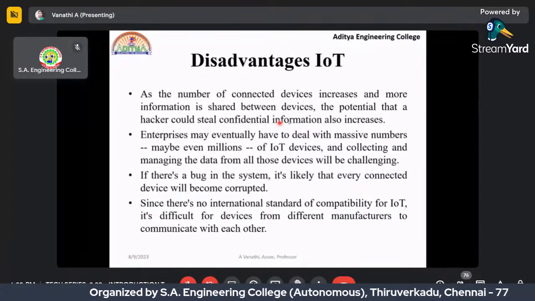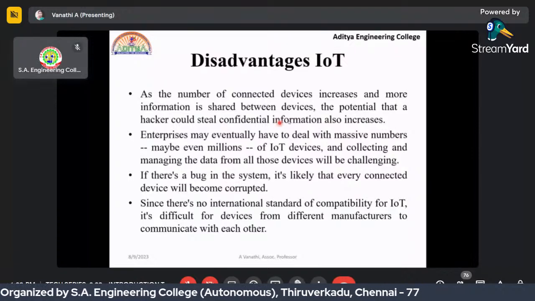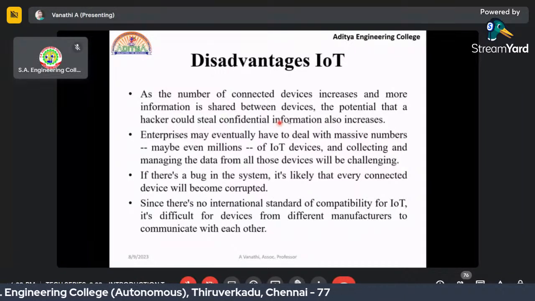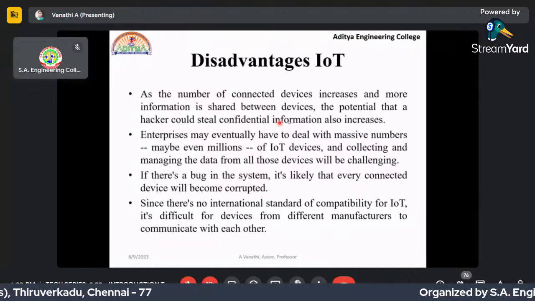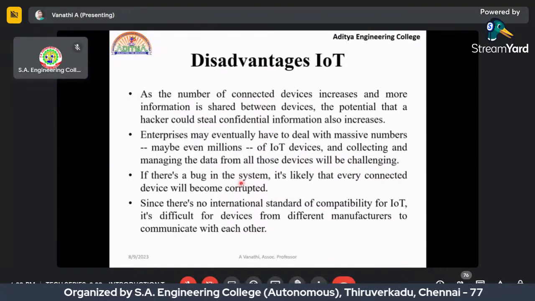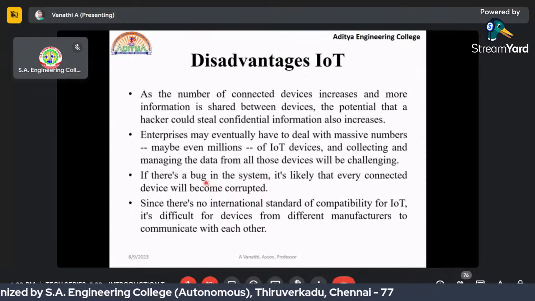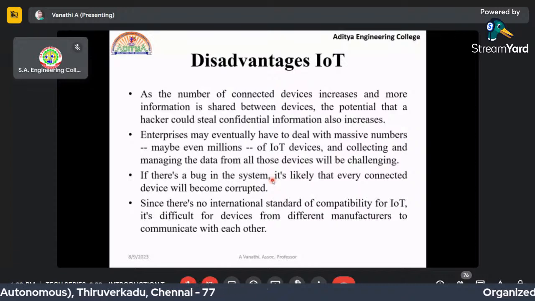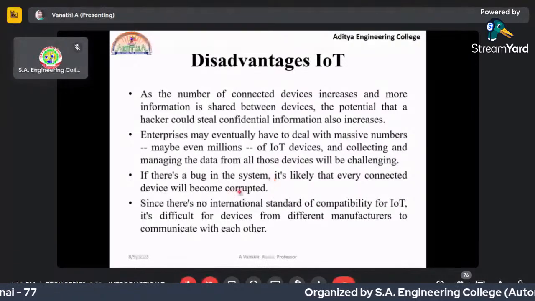And when you look at enterprises, they have to deal with massive numbers, maybe a million devices or many more. Collecting and managing all that data will be a challenge. And if there is any small error, what we can call a bug, it is likely to transfer to all the connected devices, which makes the entire system corrupted. This is a main threat.